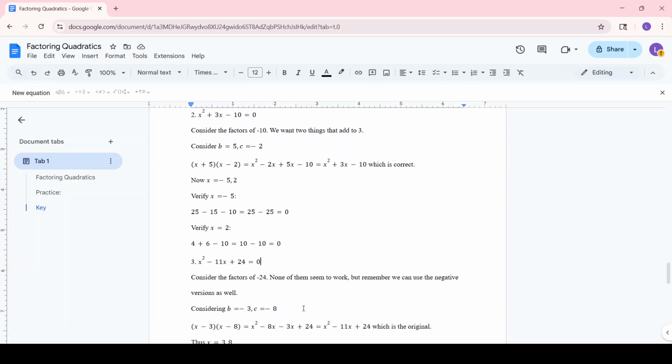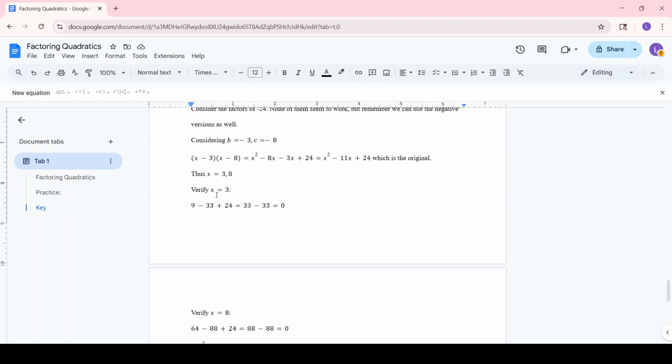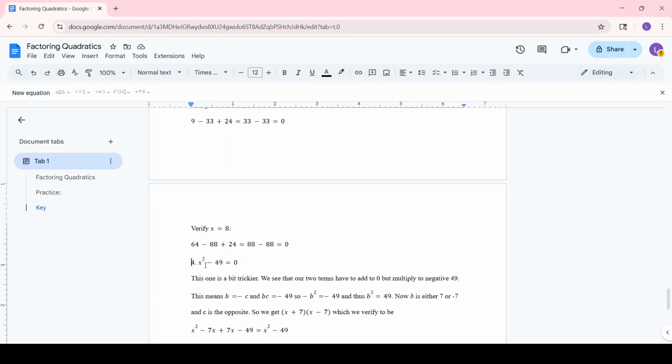Now we're going to do the third example problem, where we have x squared minus 11x plus 24 equals 0. And we consider the factors of 24, but none of the positive ones seem to work right away. But what if we use the negative versions? Well, when b equals negative 3 and c equals negative 8, we get (x minus 3) times (x minus 8), which expands out to x squared minus 11x plus 24, which is our original. And thus, when we move the negative 3 and negative 8 to the other side, we get that x equals 3 and 8. And we can verify them here, as you can see. And then we're going to go on to the very last one.